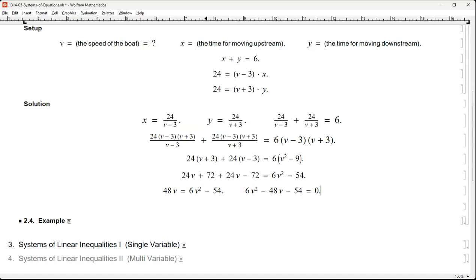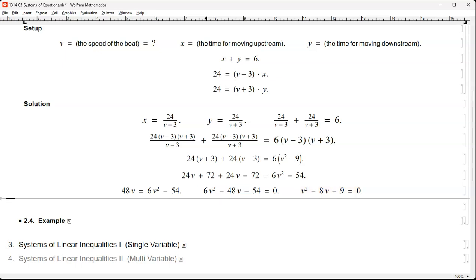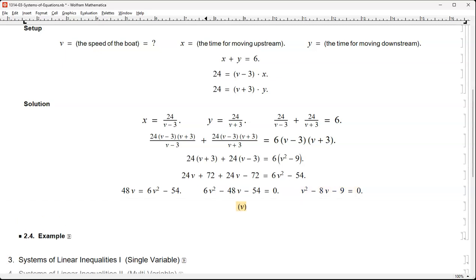And then you can simplify this. Clearly, dividing everything by 6, you're going to get a quadratic equation. v squared minus 8v, excuse me, minus 9 equals 0. Okay, all right. You can easily factor this, right? v minus 9, v plus 1 equals 0. So v is either 9 or v is negative 1.